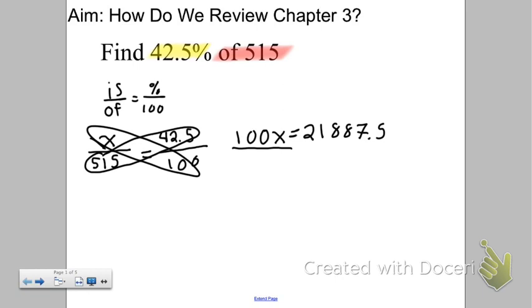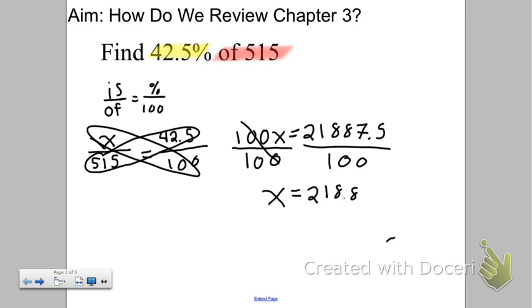I have to determine what x is, so I can divide by 100 on both sides. I am left with x equals, when I divide 21,887.5 by 100, I get 218.875, which would be my final answer.